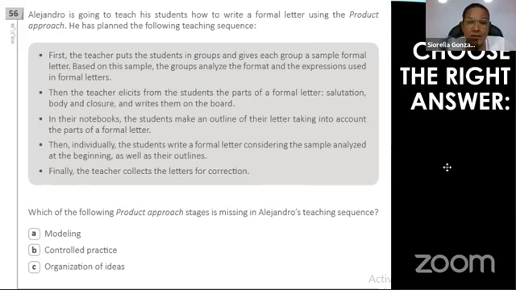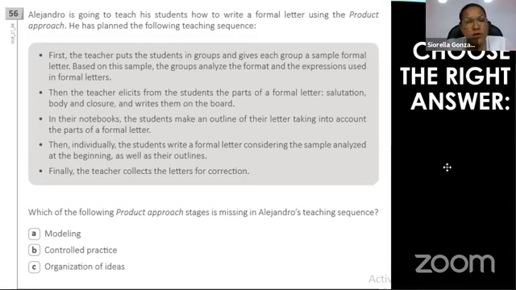Then the teacher elicits from the students the parts of a formal letter: salutation, body, and closure, and writes them on the board. In their notebooks, the students make an outline of their letter, taking into account the parts of a formal letter. Then, individually, the students write a formal letter, considering the sample analyzed previously. Finally, the teacher collects the letters for correction.